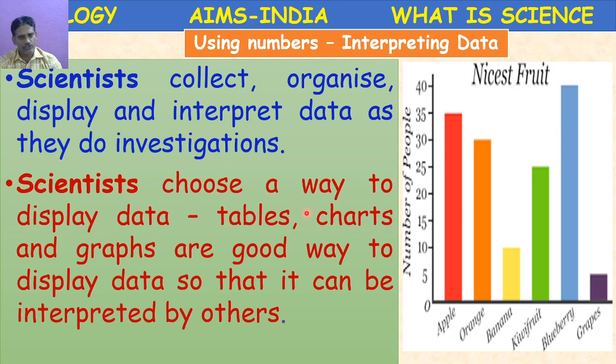You have to choose the way to display the data. That form which, if you represent the data, will be easily understood by everybody. So you have to select either a table, or a chart, or a graph, or a pie chart, or sometimes Venn diagrams when you are comparing different groups. With the help of Venn diagrams also, you can express the data.